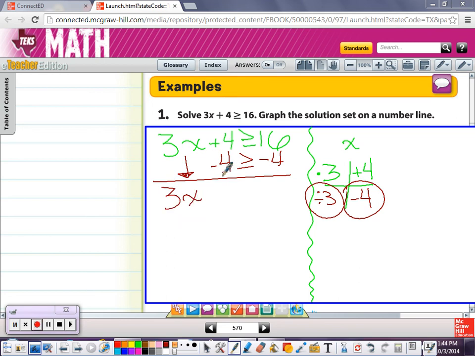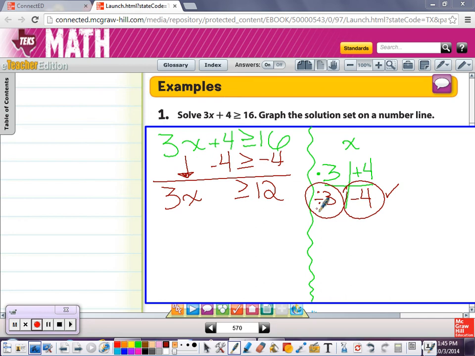Plus 4 take away 4 is 0, so 0 is the same thing as nothing, so I'll leave this blank with nothing there. My symbol can go ahead and come on down exactly as is, because I'm not multiplying or dividing in this step by a negative number. 16 minus 4 is 12. All right, so I did this first step.